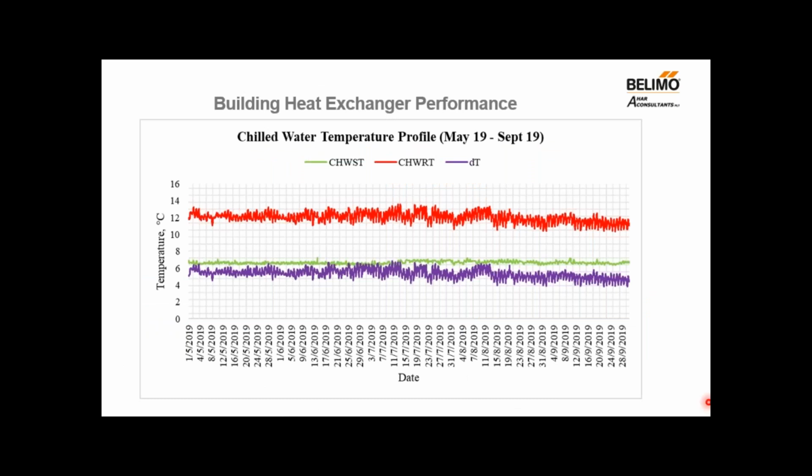This is an example of the energy transfer station performance of that district cooling system. As you can see in purple, the delta T is very erratic, varying between 4 to 7 degrees C compared to 7 degrees C design. What it means here is that the combined air handlers control could not give a constant delta T going out from this particular building.